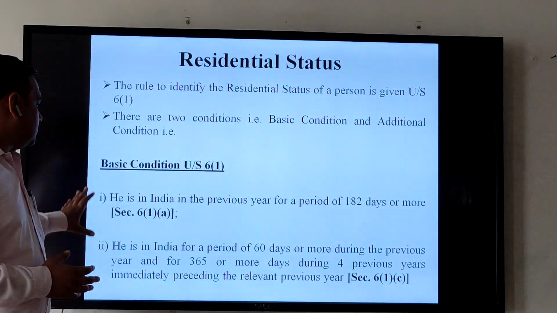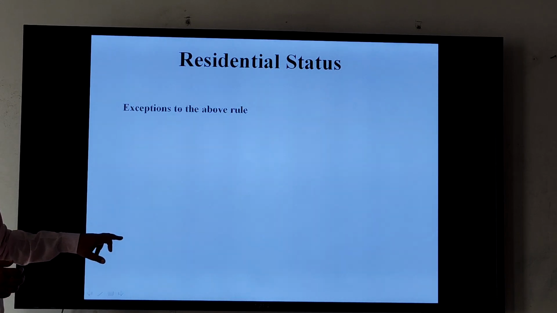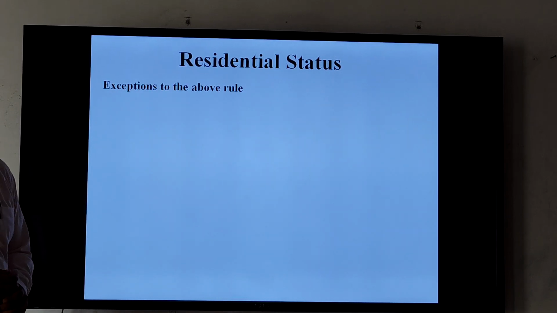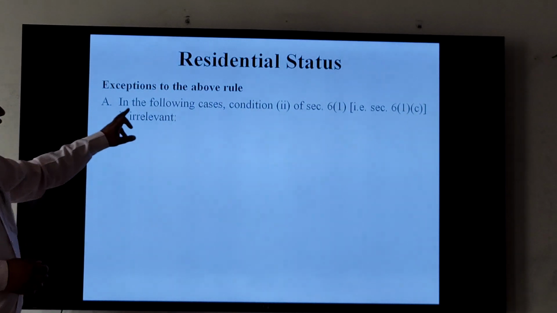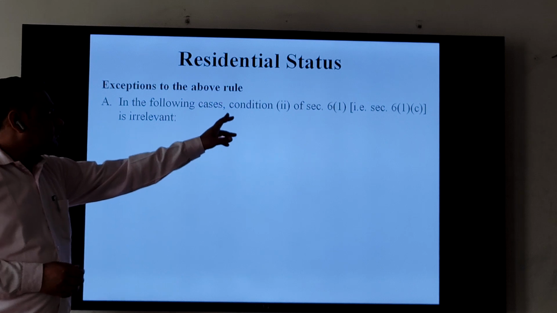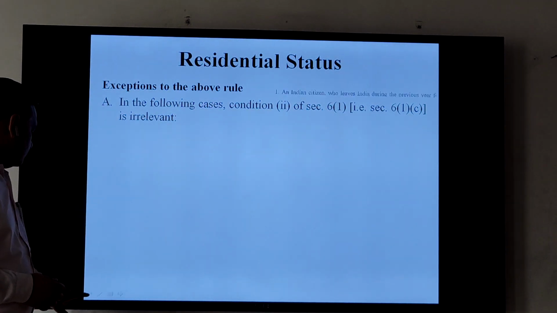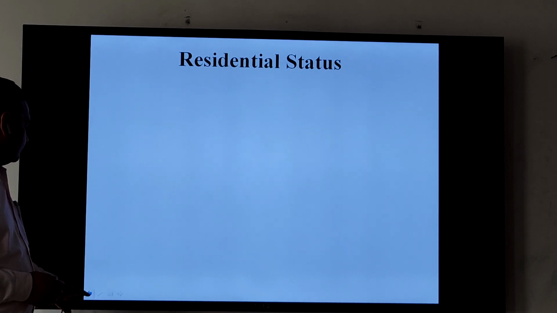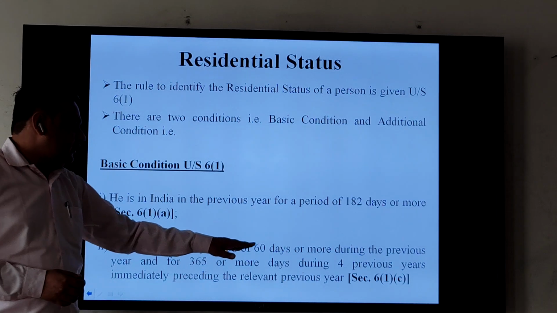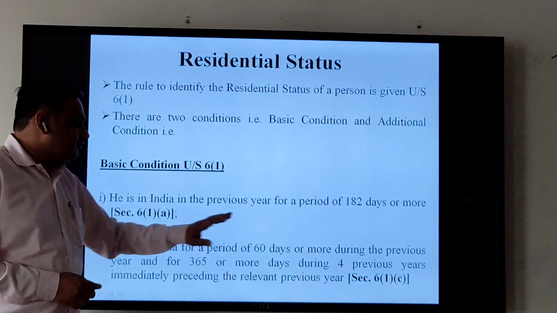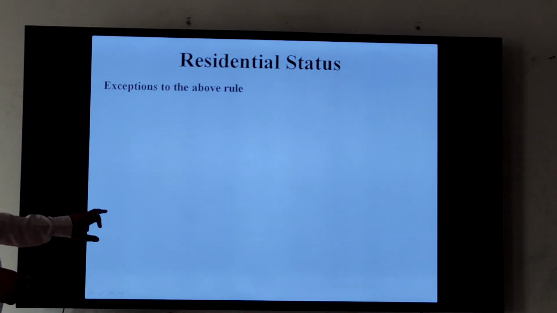This is the basic condition. These are the two parts of the basic condition. There is an exception to this basic condition rule. It is in the following cases, condition second. What is condition second? This is condition second, which is of 60 days or 365 days and 4 years. So what is the exception to the condition second?